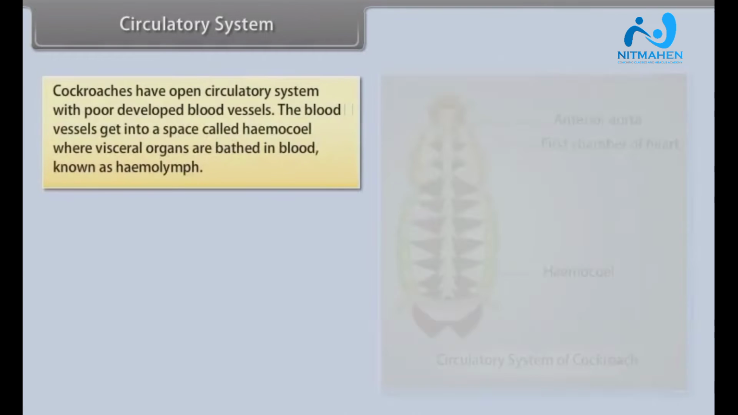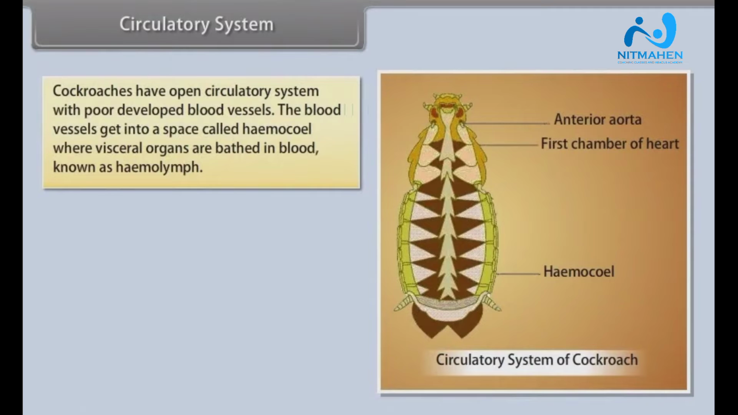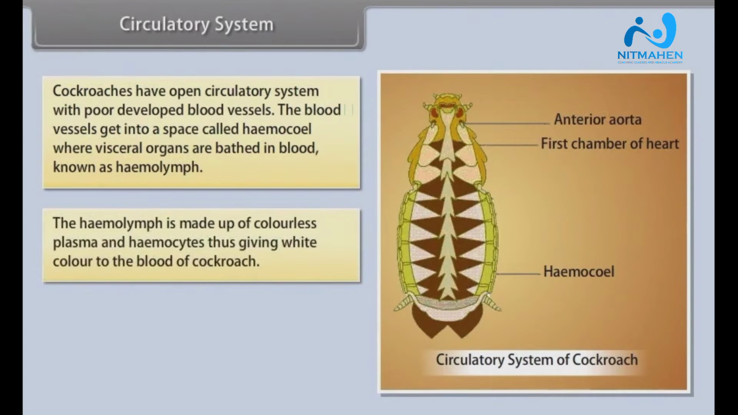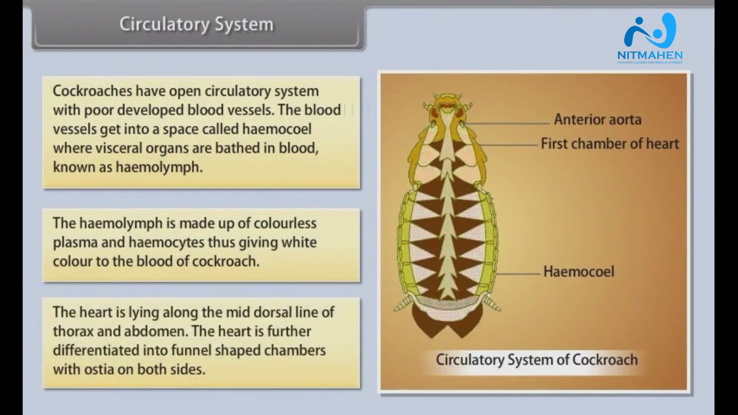Circulatory system. Cockroaches have an open circulatory system with poorly developed blood vessels. The blood vessels open into a space called hemocoel, where visceral organs are bathed in blood, known as hemolymph. The hemolymph is made up of colorless plasma and hemocytes, thus giving white color to the blood of cockroach. The heart is lying along the mid-dorsal line of thorax and abdomen. The heart is further differentiated into funnel-shaped chambers with ostia on both sides.